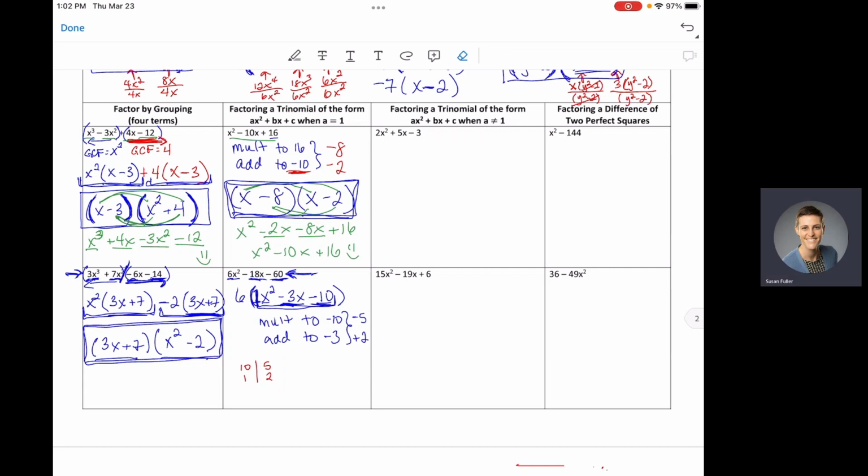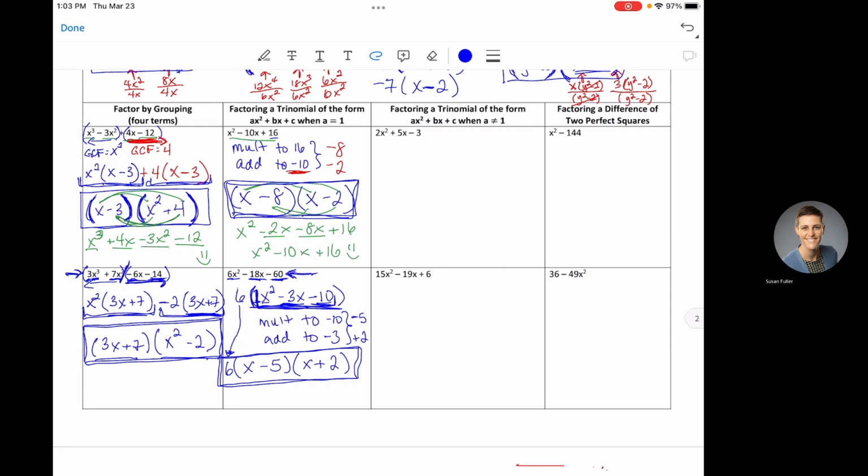All right, so now that we have our two numbers, now we can double bubble. So we will do our double bubble, and we're going to put a variable in each one, x, and then put each of our numbers in parentheses with those. x minus 5 times x plus 2. That is the factored form of this guy here. We had a 6 out here. He needs to come along for the ride. Don't forget to include him. Nobody gets left behind. And we are factored. So this thing factors into 6 times x minus 5 times x plus 2.